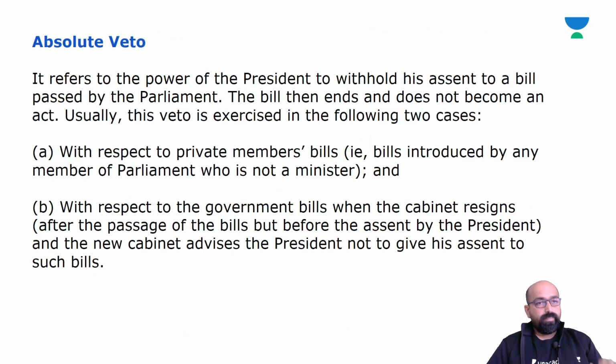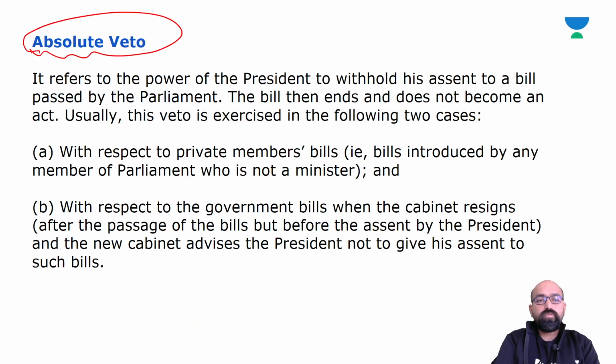Now, first, absolute veto. It refers to the power of the president to withhold his assent to a bill passed by parliament. The bill then ends and does not become an act.